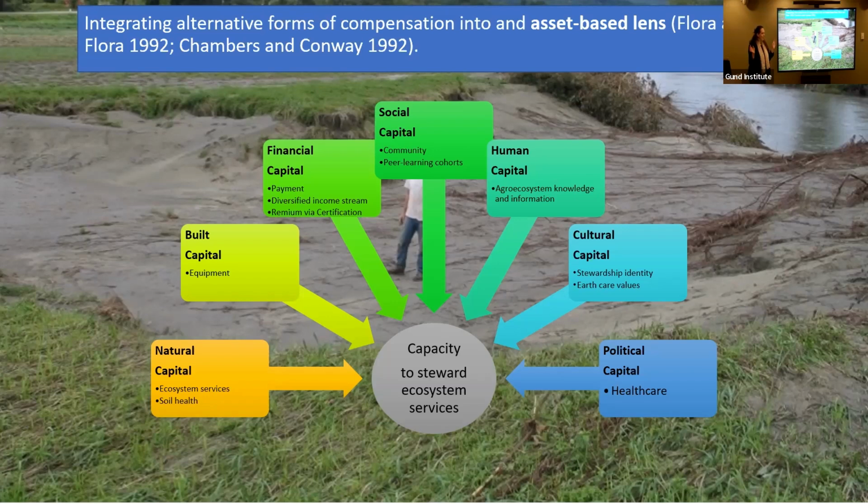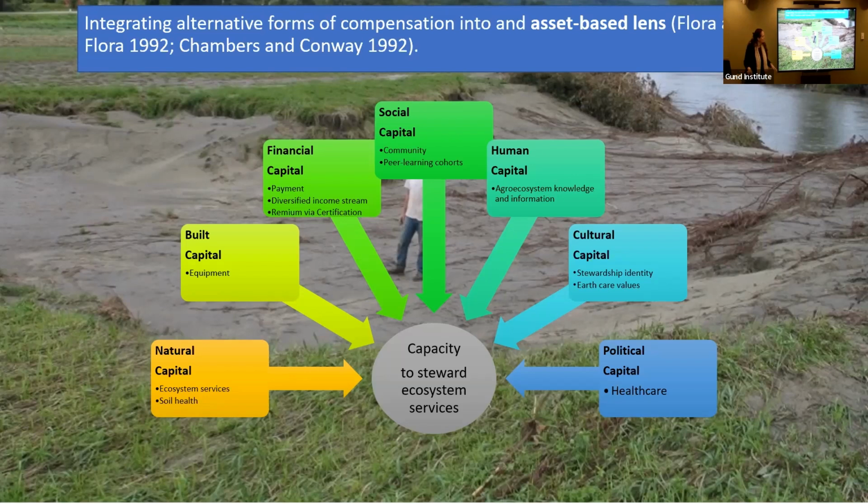Okay, and so what I did is I coded these different types of compensation. And then I looked at how they fit into asset-based lenses. Is anyone familiar with the sustainable livelihoods approach or the community capitals framework? This is often used to think about adaptive capacity or resilience, but here I'm using a combination of the sustainable livelihoods approach and the community capitals framework. And instead of adaptive capacity, I'm looking at how all of these different resources that a farmer can draw on influence their capacity to steward ecosystem services.